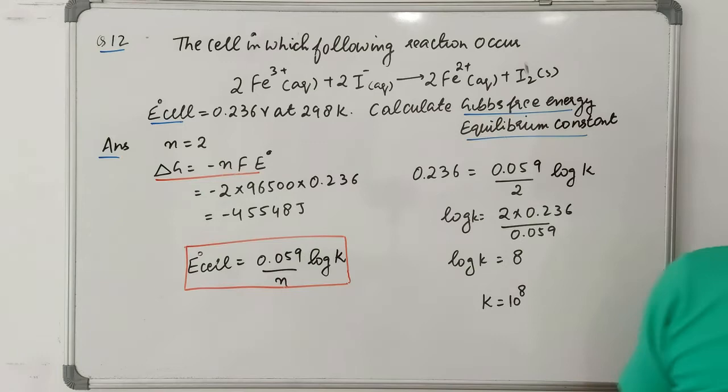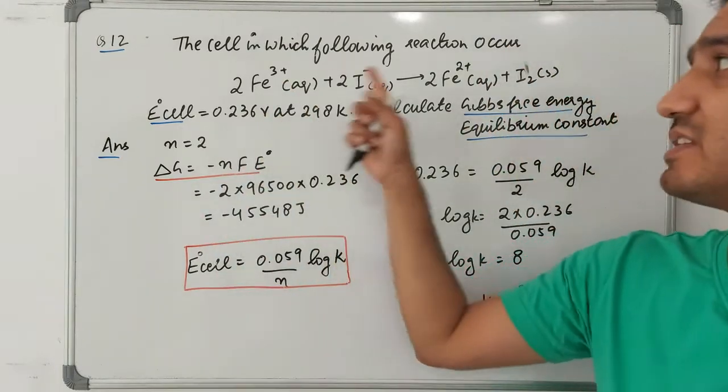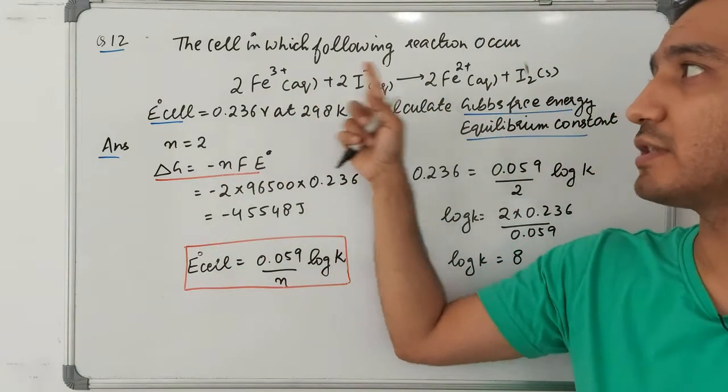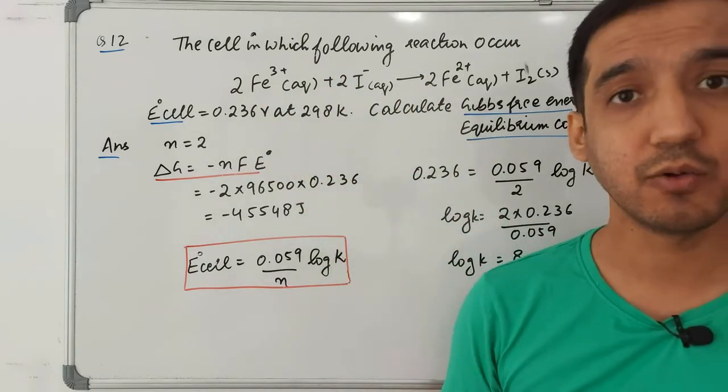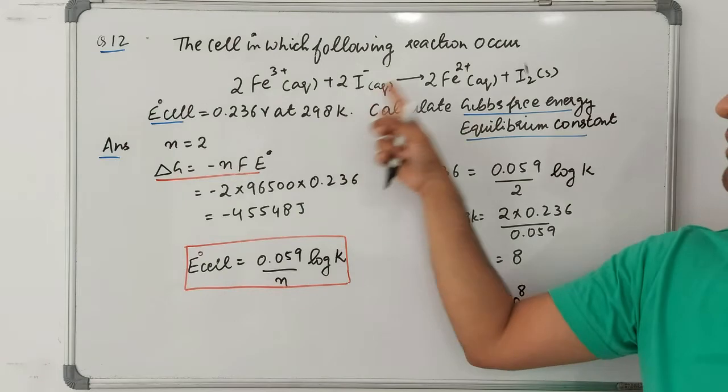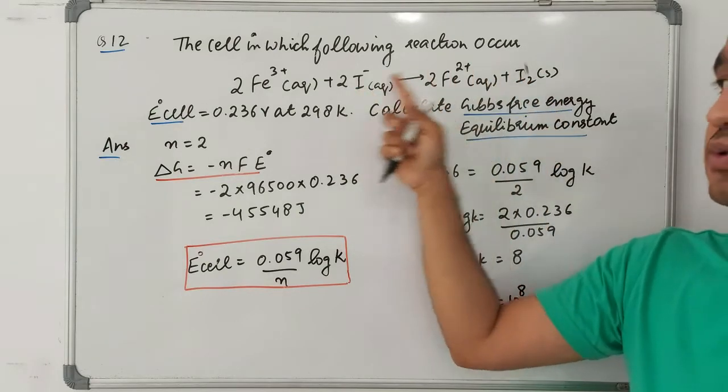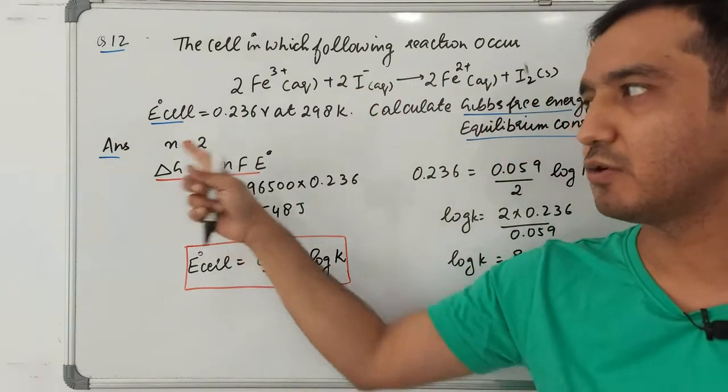First, we will see how many electrons are exchanged. Ferric ion is converted to ferrous, and if you look at the electron difference, it is 1. There are 2 ions, so in total it is gaining 2 electrons. Similarly, I negative is converted to I. There are 2 atoms, so it is giving off 2 electrons, so the n value is 2.